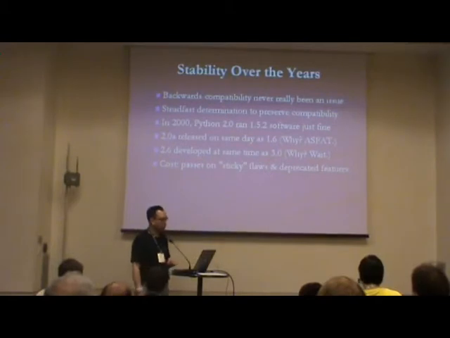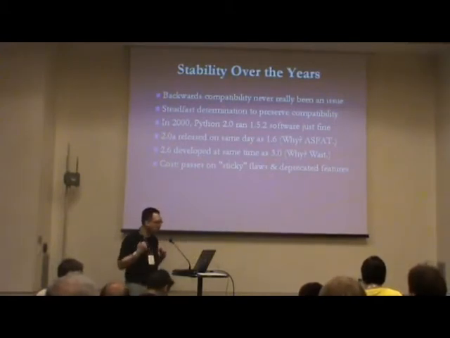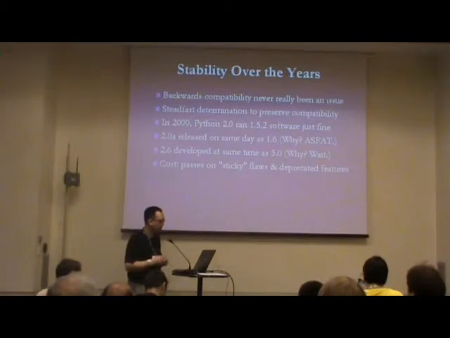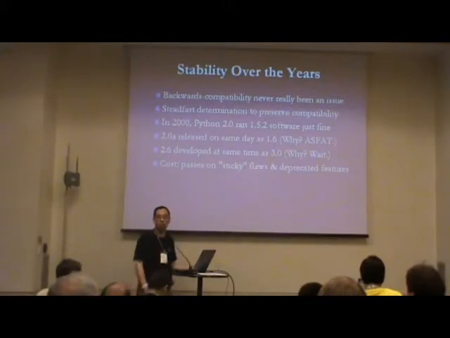And believe it or not, backwards compatibility has never been a problem with Python because the team feels that backwards compatibility is so important that they go out of their way to make sure that 2.6 doesn't break 2.5 code necessarily, all right? In fact, when Python 2.0 came out in 2000, it was really no problem at all running 1.5.2 code or 1.4 or whatever version people were using back then.